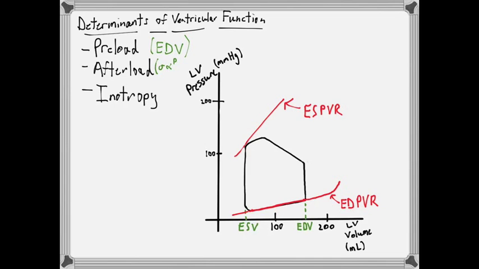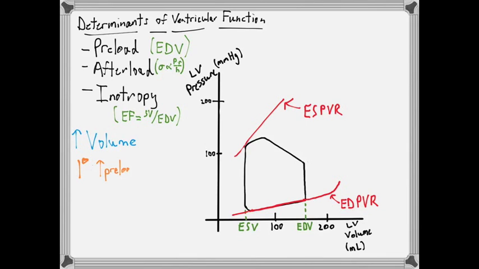For afterload, we use ventricular wall stress, which is related to pressure of the ventricle times the radius of the ventricle divided by the thickness of the ventricle. And inotropy is typically estimated with ejection fraction, which we will remind ourselves is the stroke volume over end diastolic volume. So let's consider a case where we give fluid to a patient, and that would be described as increasing the patient's intravascular volume.